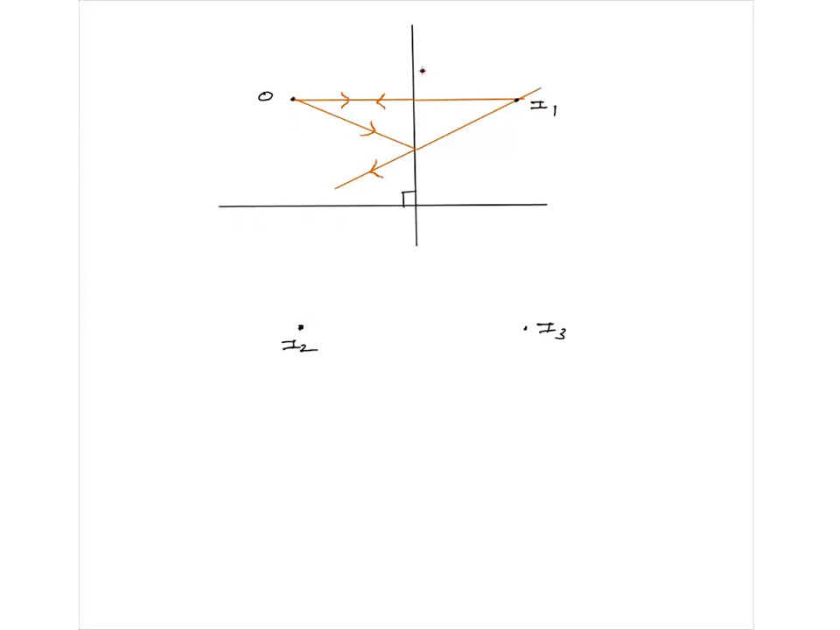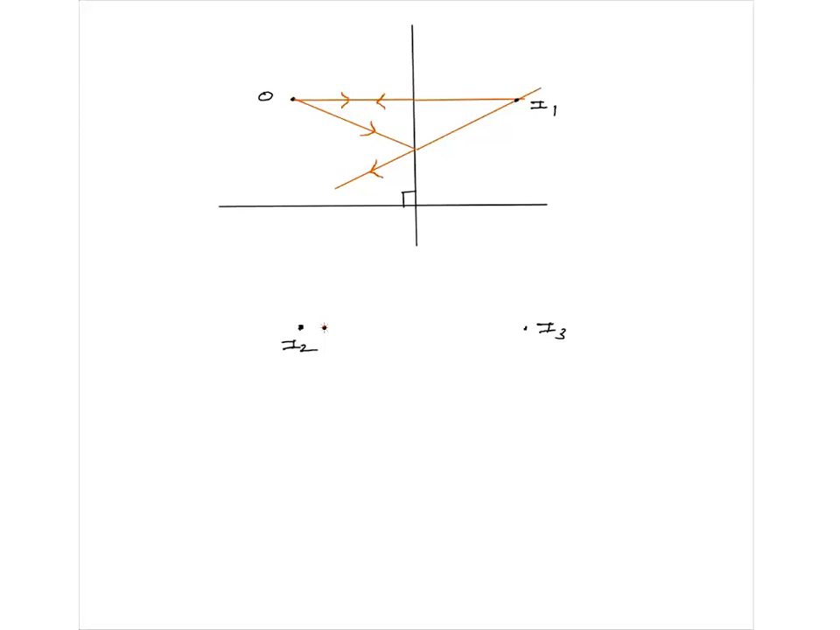Now I2 is image for this mirror. It acts as object for this mirror, and it forms another image here which superimposes with this image. Why it superimposes can be seen from the drawing. So actually you get three.